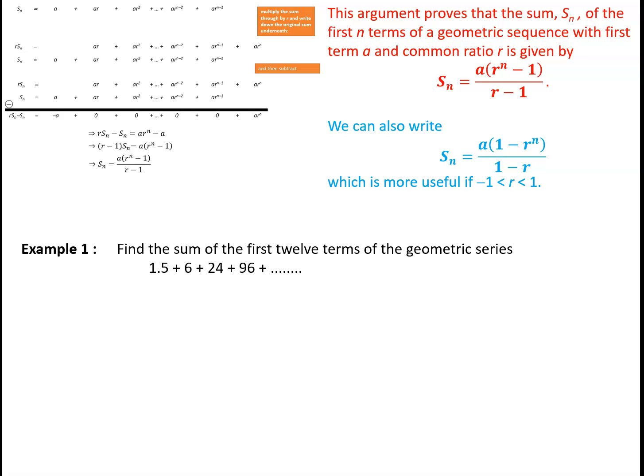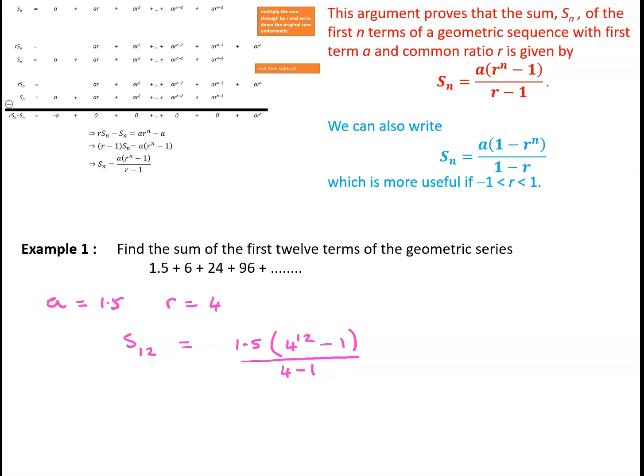So our first example, we've got to find the sum of the first 12 terms of the geometric series 1.5 plus 6 plus 24 plus 96, etc. So our geometric sequence that we've got has a first term of 1.5 and a common ratio of 4. So we can say that S12 is going to be 1.5 times 4 to the 12 minus 1 divided by 4 minus 1.